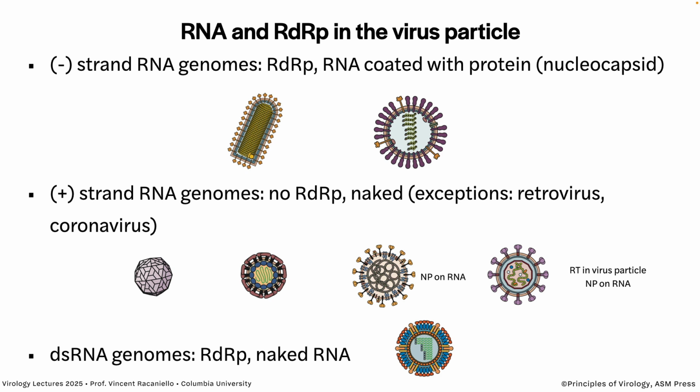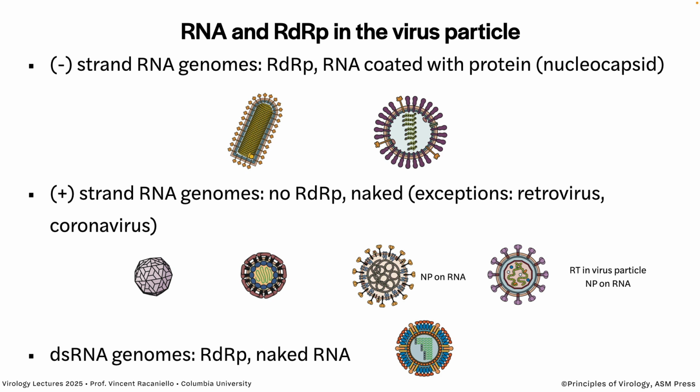Plus-strand genomes, for the most part, have no RNA polymerase. They're naked RNA. There's no nucleocapsid, but there are exceptions. The retroviruses and the coronaviruses do have nucleocapsids. They have RNA-protein complexes in the particle.